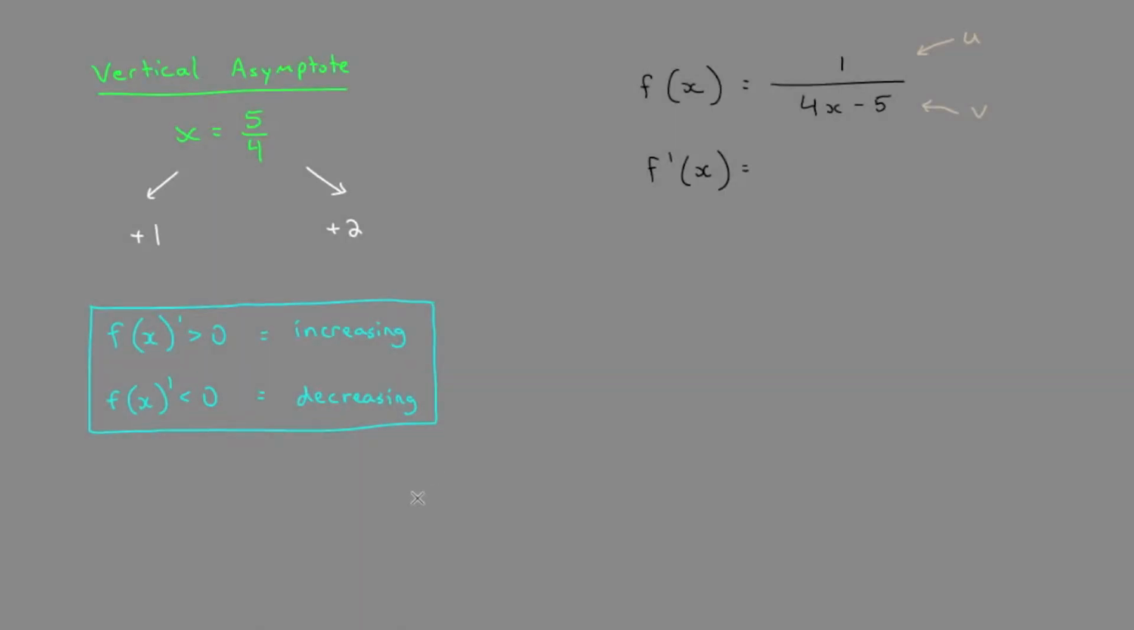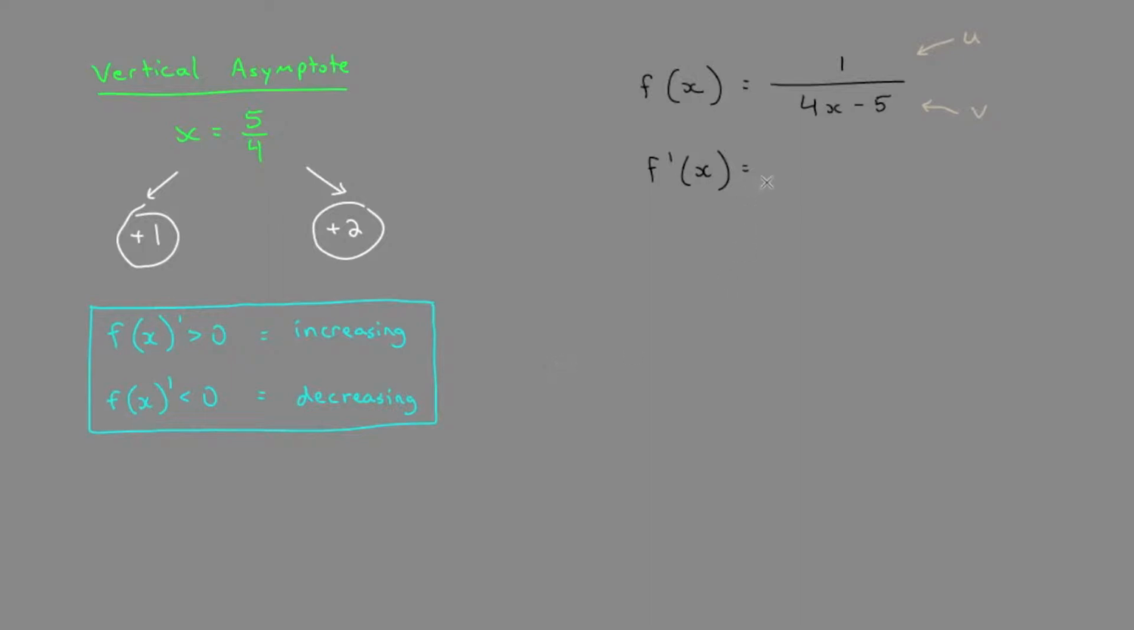The function is increasing and decreasing where we have positive and negative slopes. And remember, to determine that, our derivative is the slope. So we're going to plug in values on either side of our asymptote. So I've chosen +1 and +2, because those are fairly easy numbers to plug in.